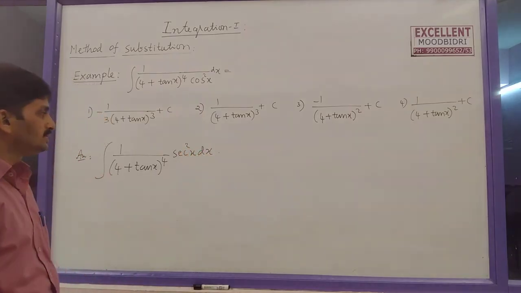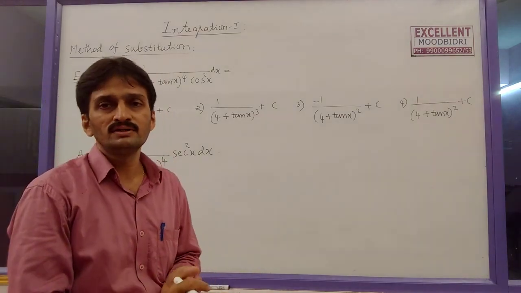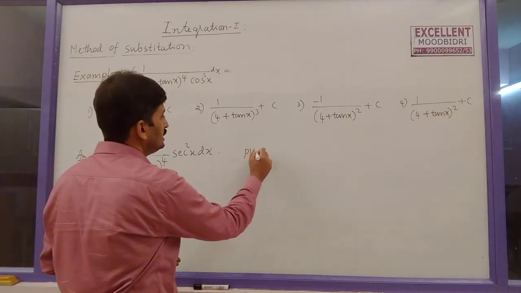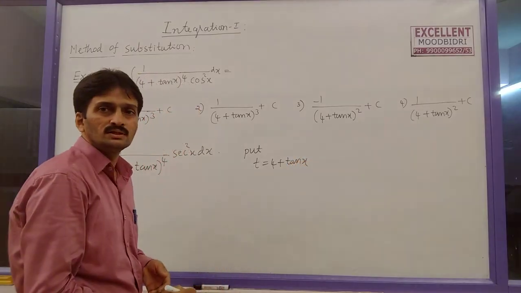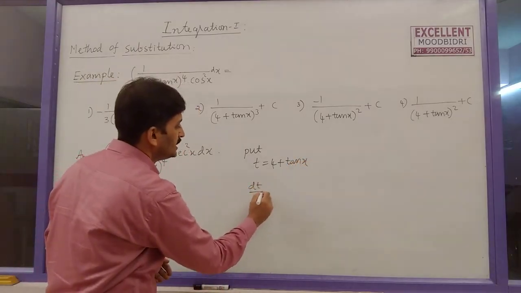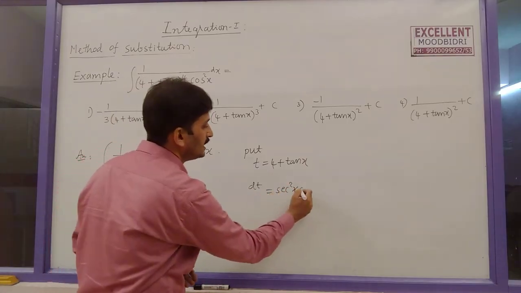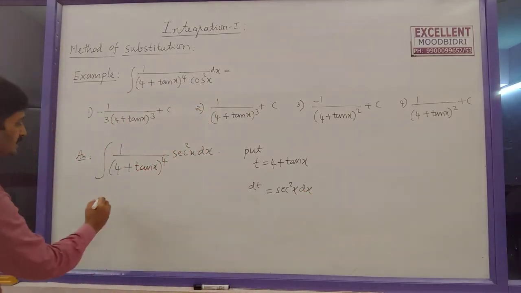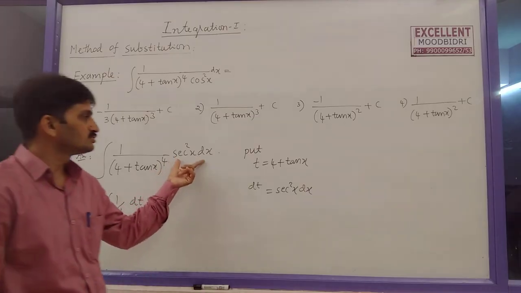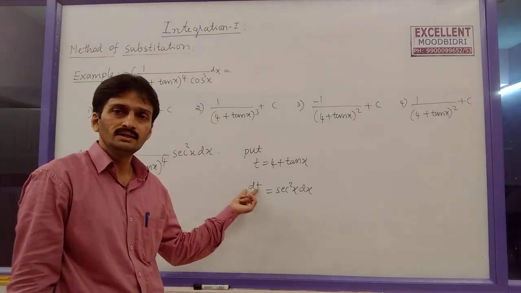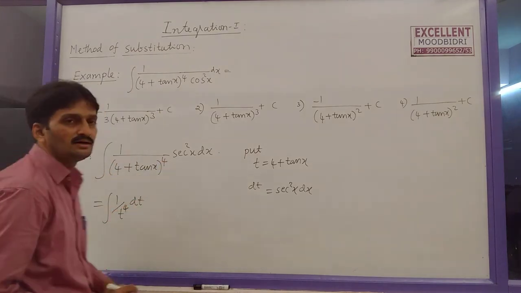Correct? Okay. Now you can see presence of function and derivative. So do it by method of substitution. Put t equal to 4 plus tan x, correct? Then dt by dx equal to secant square x. So that dt equal to secant square x dx. So this integral becomes 1 by t dt, correct? Secant square x dx becomes dt and 4 plus tan x is t. So 1 by t power 4.